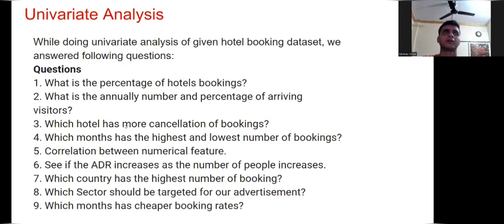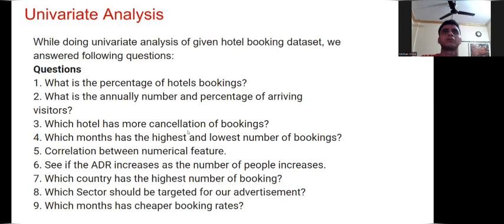Okay, so as our data cleaning and removal of missing values has completed, we will now start with univariate analysis. There are various questions that we have to answer with the help of visualization and EDA: the percentage of hotel bookings, and the annual percentage of arriving visitors. We have to find them.